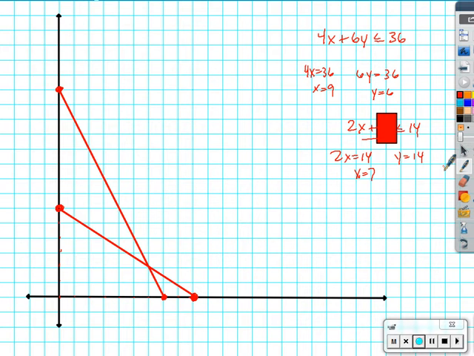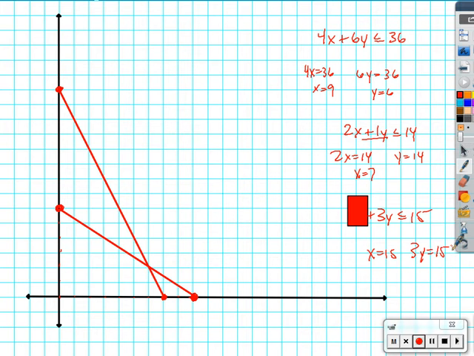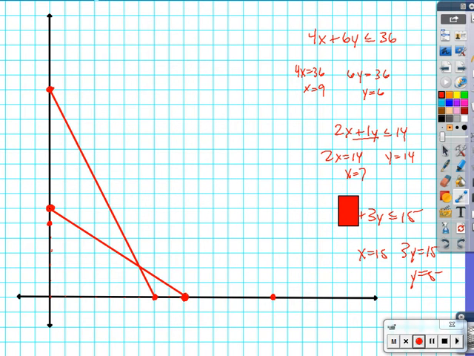The last one was 1x plus 3y less than or equal to 15. In this particular case, x is 15 and y is 15, so y is 5. So I go 5 for y and 15 for x, and connect those dots. I'll have all three inequalities graphed.